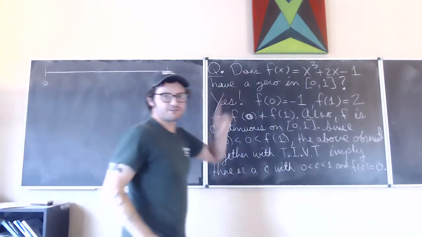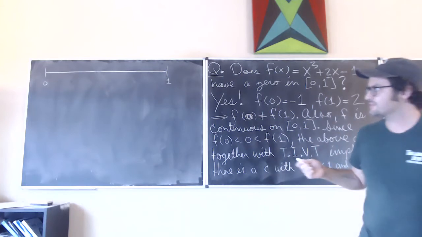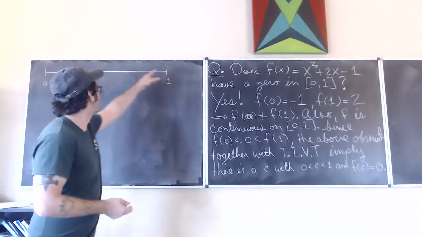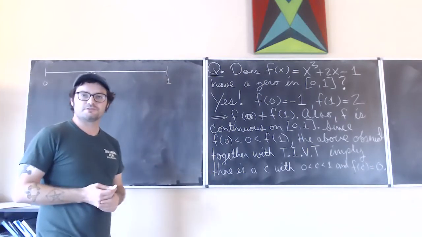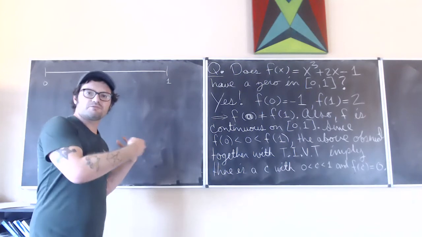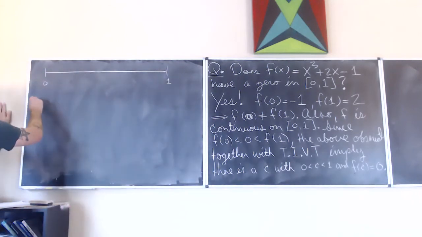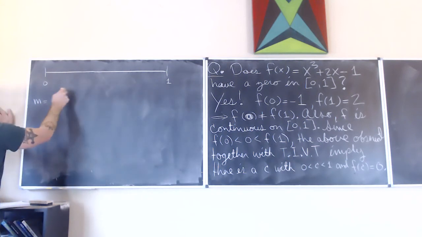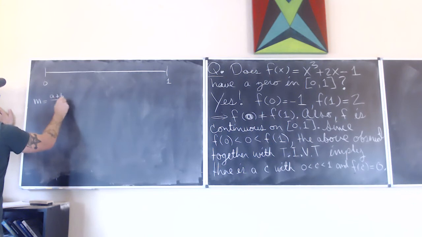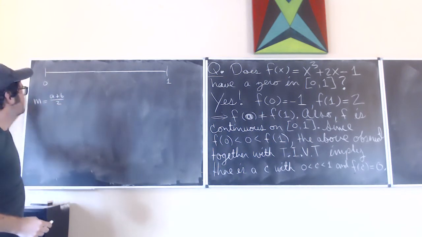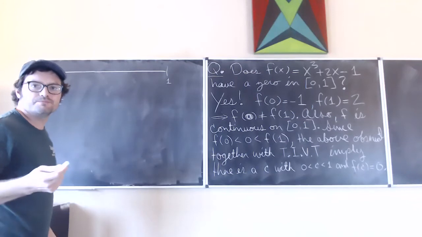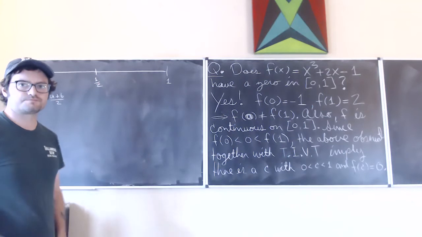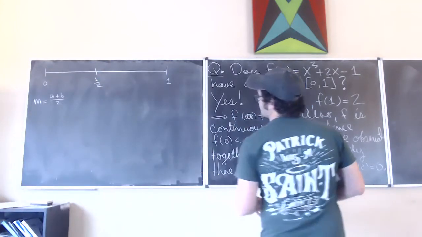Somewhere in there is our 0, and we have to find it somehow. So what we can do is take the midpoint of this interval, and maybe I'll illustrate it. By the way, the midpoint of two numbers on a line is just (a + b) over 2, right? So in this case, 1/2 is the midpoint.